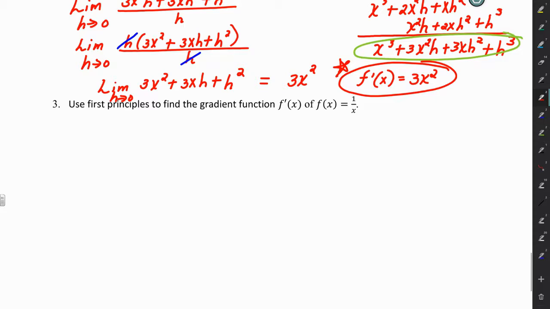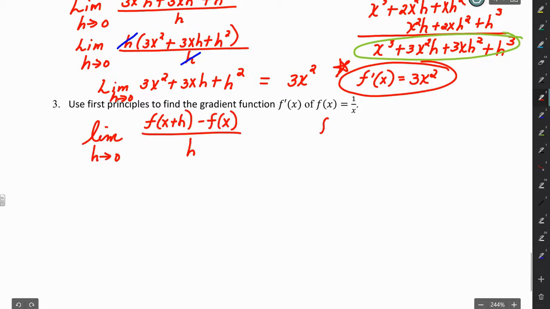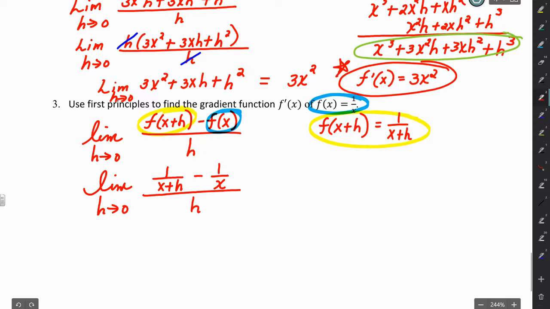So the first thing we're going to do is we're going to write the limit definition of a derivative. Over to the side here, I'm just going to make a note to myself that f of x plus h equals 1 over x plus h. I replace x with x plus h, and so then I get 1 over x plus h. Okay, so now at this point, we'd love to be able to use substitution, but we can't because we'd have a 0 in the denominator.